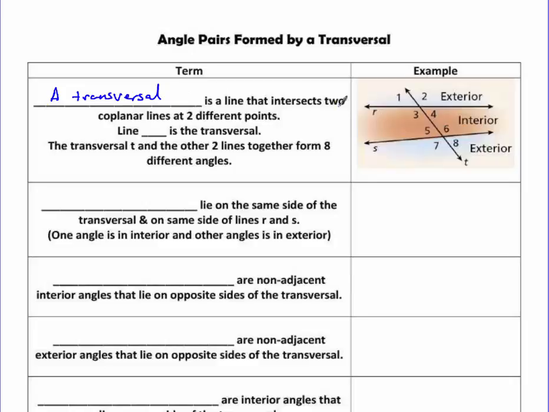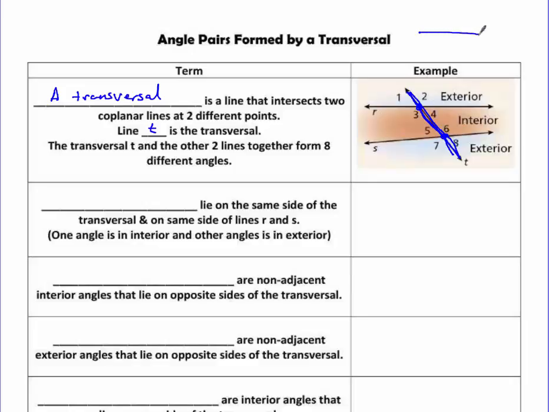Okay, and that's a line that intersects 2 coplanar lines at 2 different points. So in this picture here, that's this one. This line intersects these 2 lines at 2 different points. Okay, so line T is the transversal. And the transversal T and the other 2 lines together form 8 different angles.